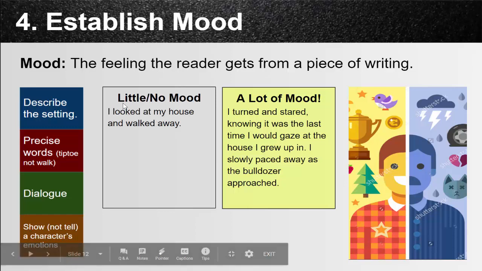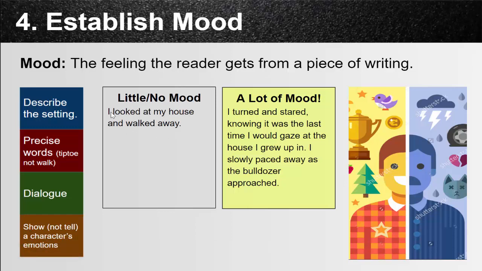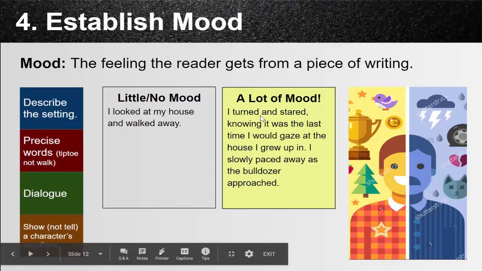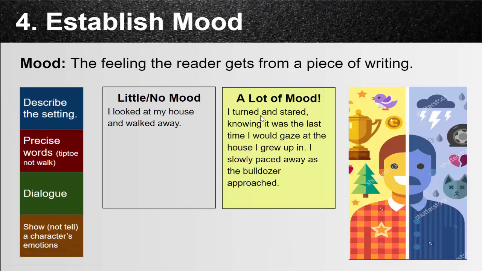So an example of a text with little or no mood would be something like this. I looked at my house and walked away. However, if you could say the same exact thing but include a lot of things that add mood, it makes your story a lot better and makes your introduction a lot better. So, for example, you could say, I turned and stared, knowing it was the last time I would gaze at the house I grew up in. I slowly paced away as the bulldozer approached.